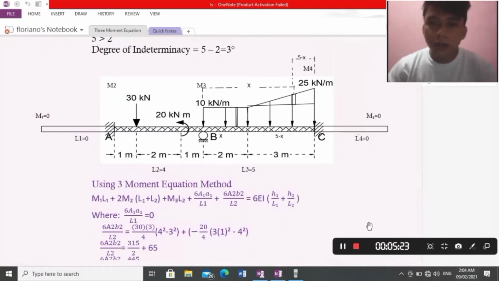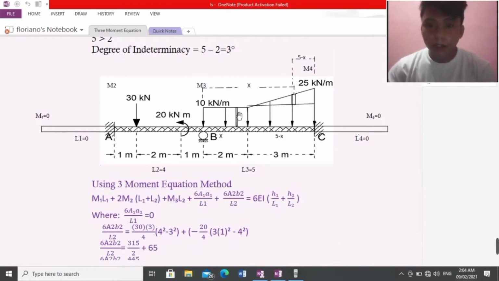Ang una kong gagawin is kukuha ko ng strip dito sa rectangular loading. So, ang magiging distance nitong strip dito sa left part is x, and dito sa right part is 5 minus x. So, ang magiging height nitong strip na to is 10, di ba? So, ang magiging concentrated load natin dito is yung 10. Tapos, magiging distance niya, yung A natin dito is yung x, yung B is yung 5 minus x. So, sana nasusundan ako sa sinasabi ko.